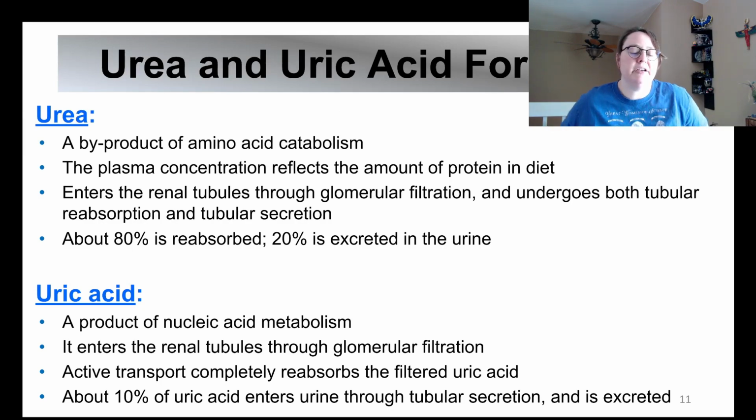So what's urea and uric acid? Urea is a byproduct of amino acid catabolism. Remember, we're breaking down proteins and putting together amino acids in the digestive system. So again, this is why we talk about the urinary system after we talk about digestion and respiration. And the plasma concentration reflects the amount of protein in the diet.